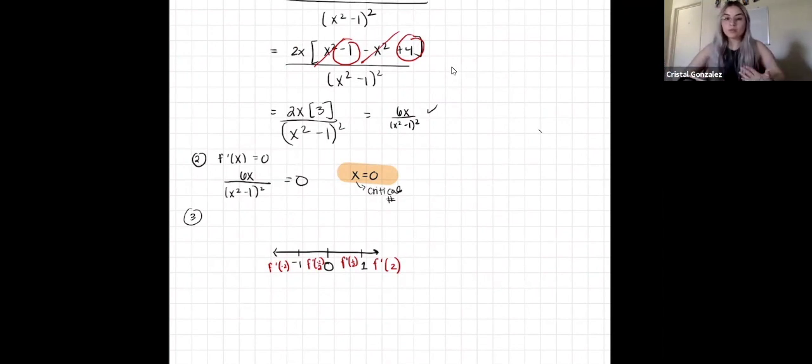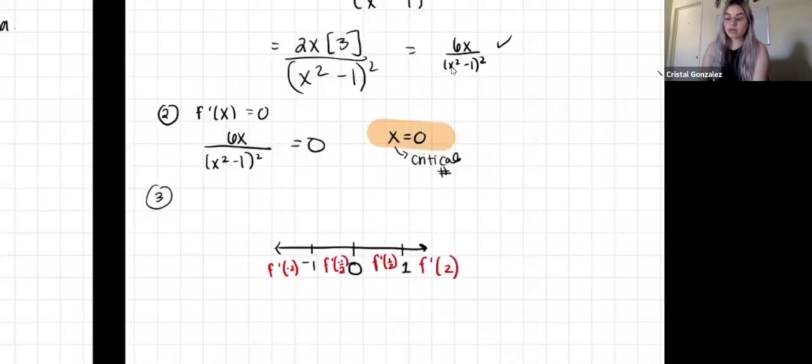But for this one, I want to show you a little trick. My denominator is always going to be positive because I have x squared minus 1 quantity squared. If you square anything, even if it's negative, it's always going to be positive. So the only thing that's going to cause anything to be negative is the numerator here. So the only thing that's going to cause anything to be negative is 6 times that number.